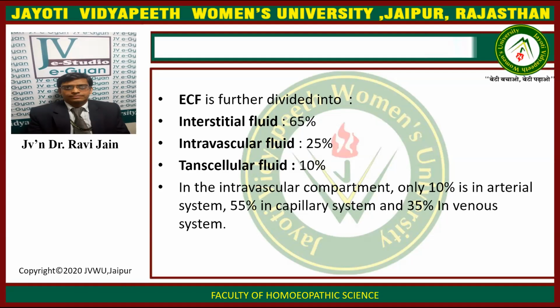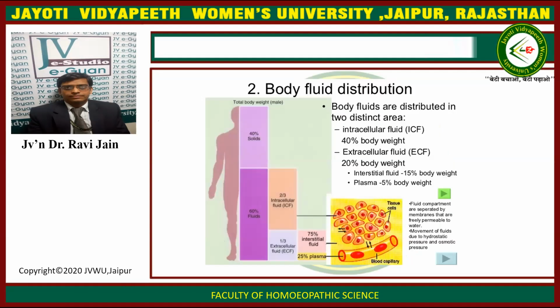In the intravascular compartment, only 10% is in the arterial system, 55% is in the capillary system, and 35% is in the venous system. Body fluids are distributed in two distinct areas. This is the division of what we have studied. Intracellular fluid consists of 40% of body weight, and extracellular fluid consists of 20%. Interstitial fluid is 15% of body weight, and plasma consists of 5%.